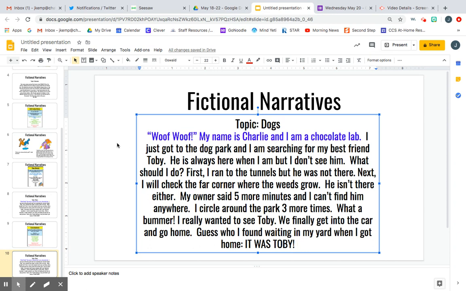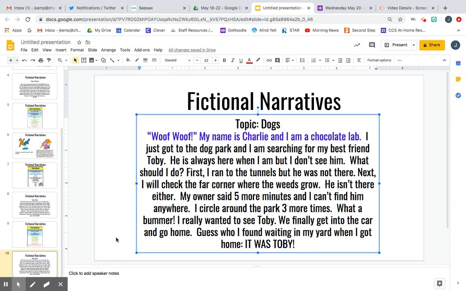Okay, so it says, woof woof, my name is Charlie and I'm a chocolate lab. I just got to the dog park and I am searching for my best friend Toby. He is always here when I am, but I don't see him. What should I do? First, I ran to the tunnels, but he was not there. Next, I will check the far corner where the weeds grow. He isn't there either. My owner said 5 more minutes and I can't find him anywhere.